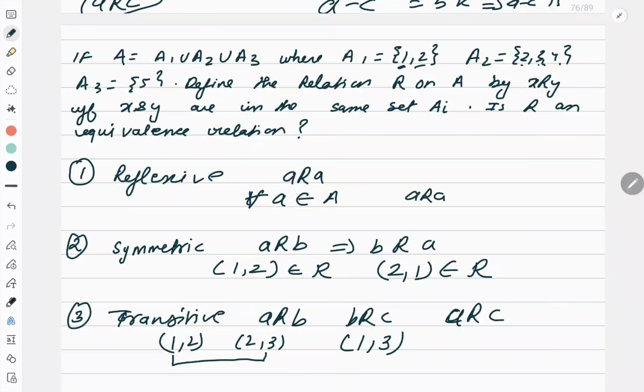If I check A1, no, 1 and 3 are not there. If I check A2, 1 and 3 are not there. If I check A3, 1 and 3 are not there. So this cannot belong to the relation, which fails the condition that it is transitive. And once it is not transitive, my work is done. It is not an equivalence relation.